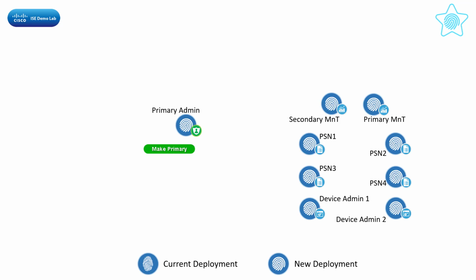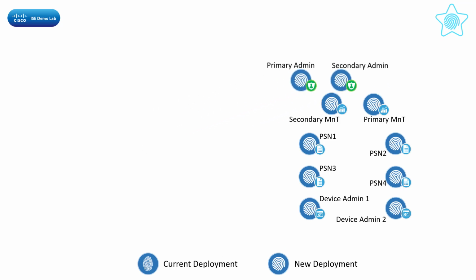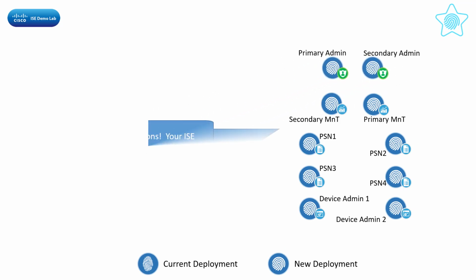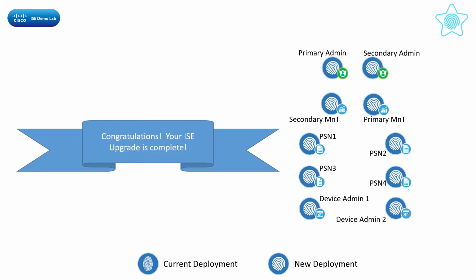Once the node restarts and you can log in, power on the node that was the primary. It will come up and see that the newly promoted node is primary and then set itself as secondary. Congratulations, your ISE upgrade is complete using a backup and restore method.